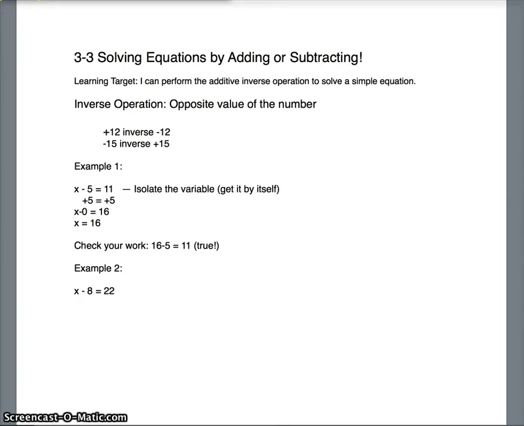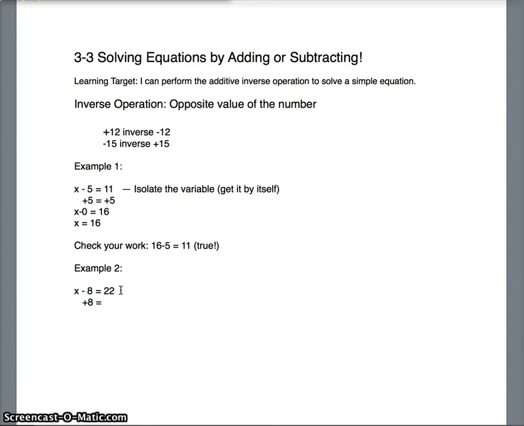Okay, so if you finish this problem, you should try first to isolate the variable, get this x by itself. Well, x is not by itself right now. It has a negative 8 with it. So what's the opposite of negative 8? You should have written down that it's a positive 8.